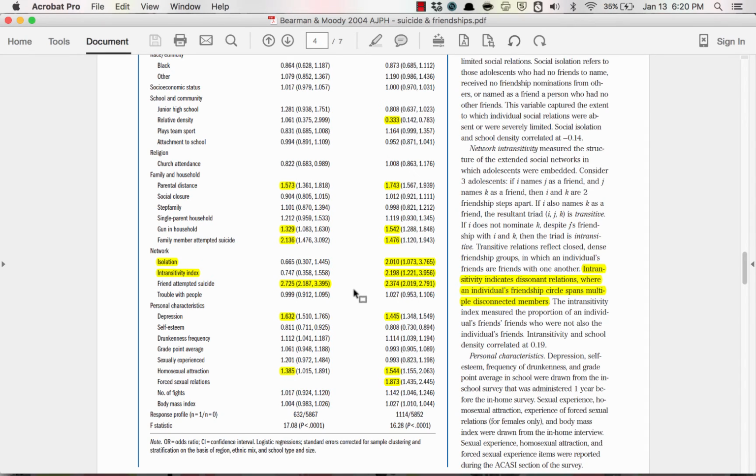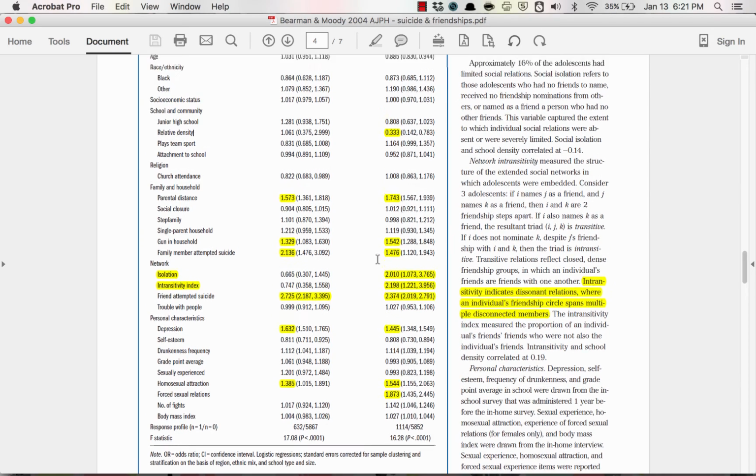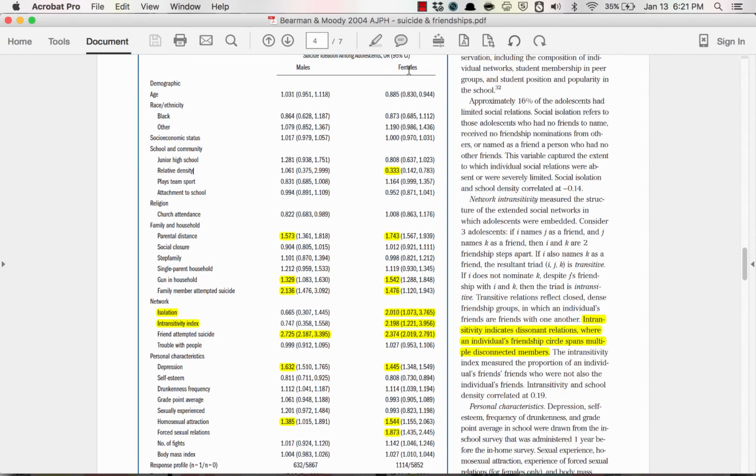But I want to point your attention to 3 numbers here. Well, 4. So these 2 here refer to a person's position in a social network. This number here refers to how isolated somebody is in their social network. And because it's highlighted only for females, that means it's really only a factor for whether or not female students would think about committing suicide. What this tells us, because it's a number greater than 1, is that the more isolated a female student is, the more likely she is to think about committing suicide.